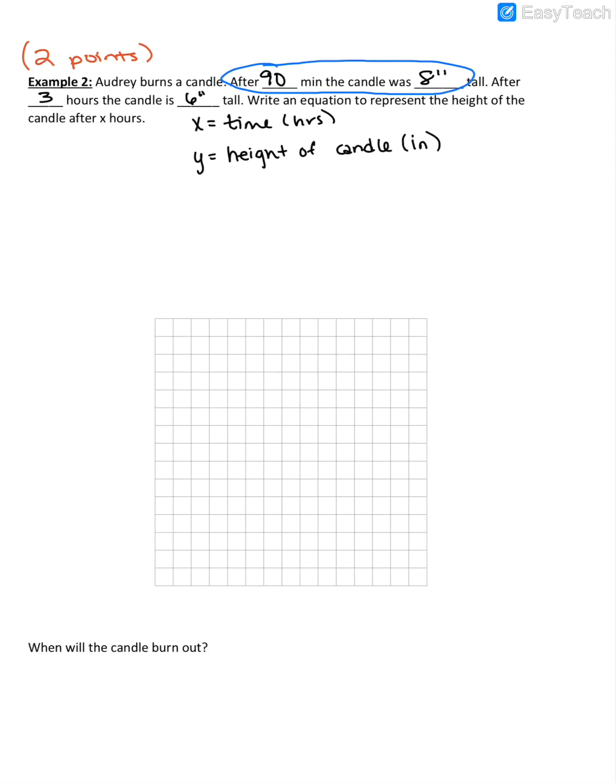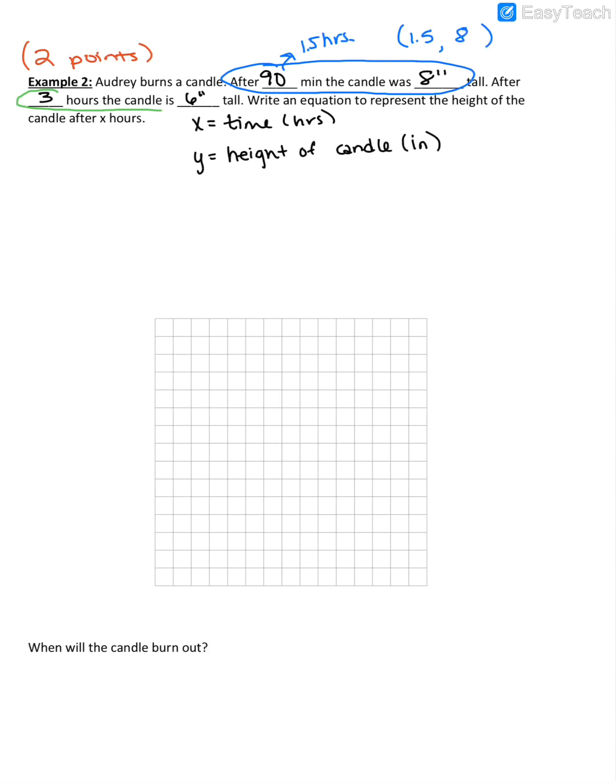So what is 90 minutes in terms of hours? 90 minutes is 1.5 hours. So that's what we're going to have to use. But we're trying to come up with the point. So X is actually going to be 1.5 and your Y is going to be 8. So that's the point from that data.